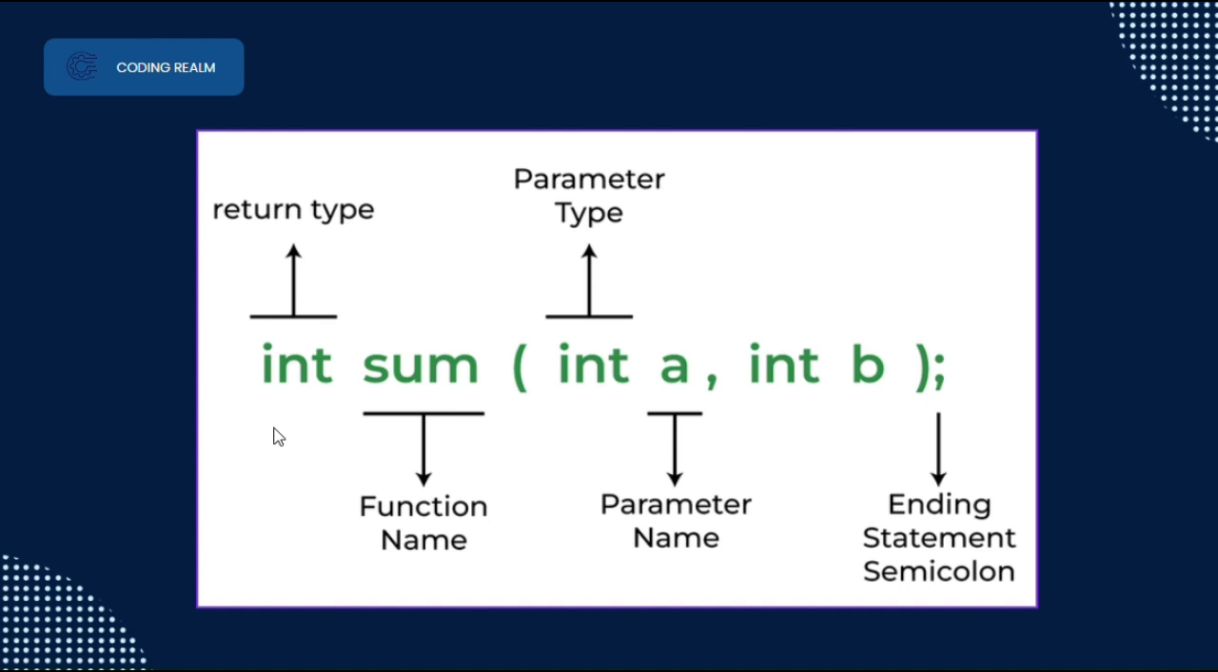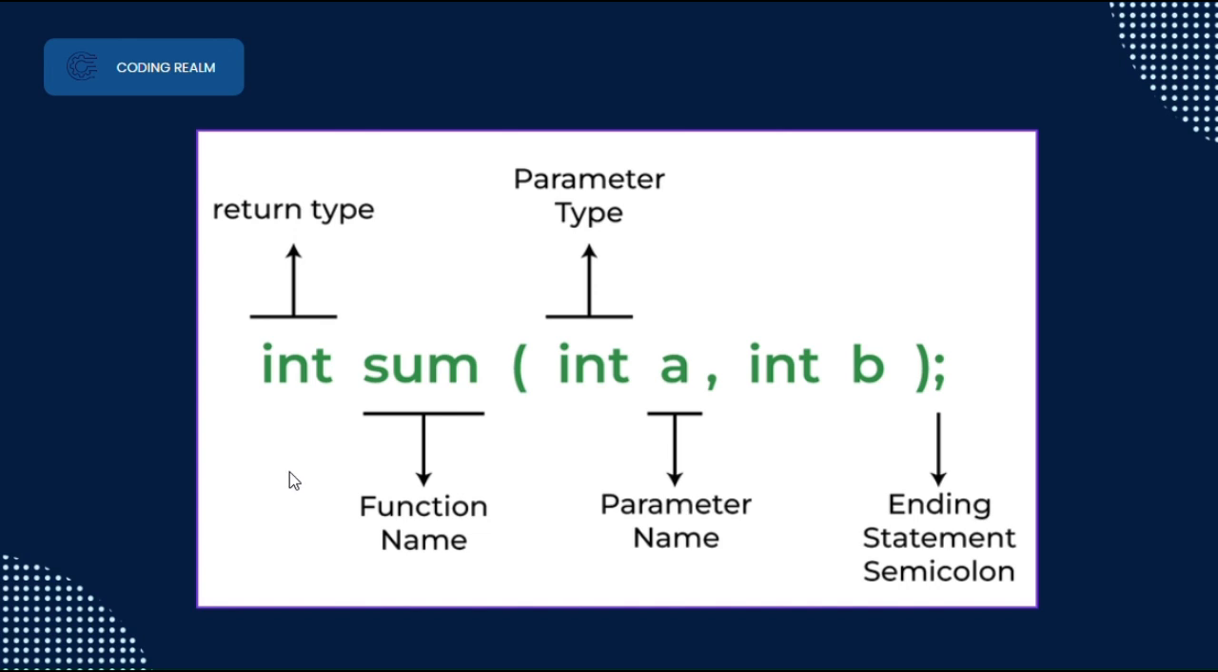The first parameter has the data type integer and the name is a, and the second parameter is b. And finally, we put the semicolon at the end of the statement. This is the syntax of the declaration of a function: the return type, the name of the function, parameter 1, parameter 2. A function in C must always be declared globally before calling it.